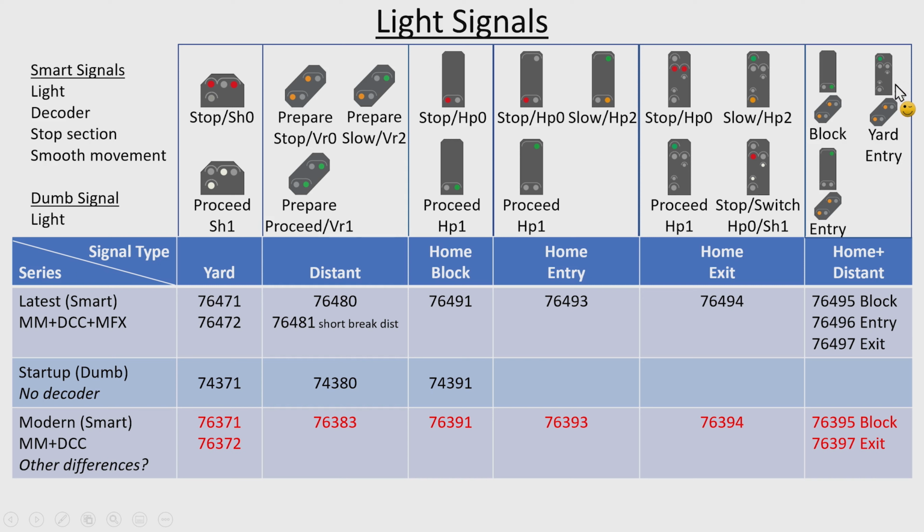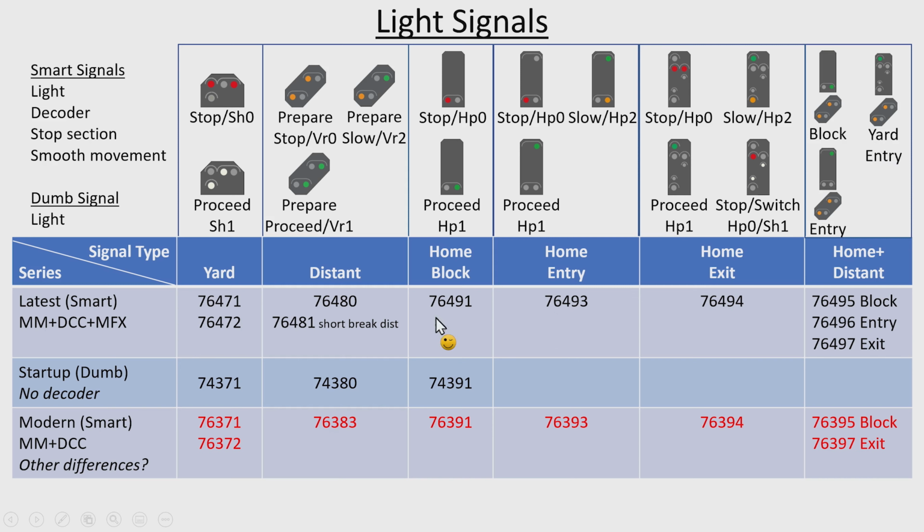The last one, as I spoke about before, is basically just where the distant signal has been mounted on the same one. So we see there's a home block, there's a home entry signal, there's a home exit signal. Each of those you can find with a distant signal on it as well. So you will have one that is a home block signal, a home entry signal, and a home, actually that says yard entry, it should say yard or exit signal as well.